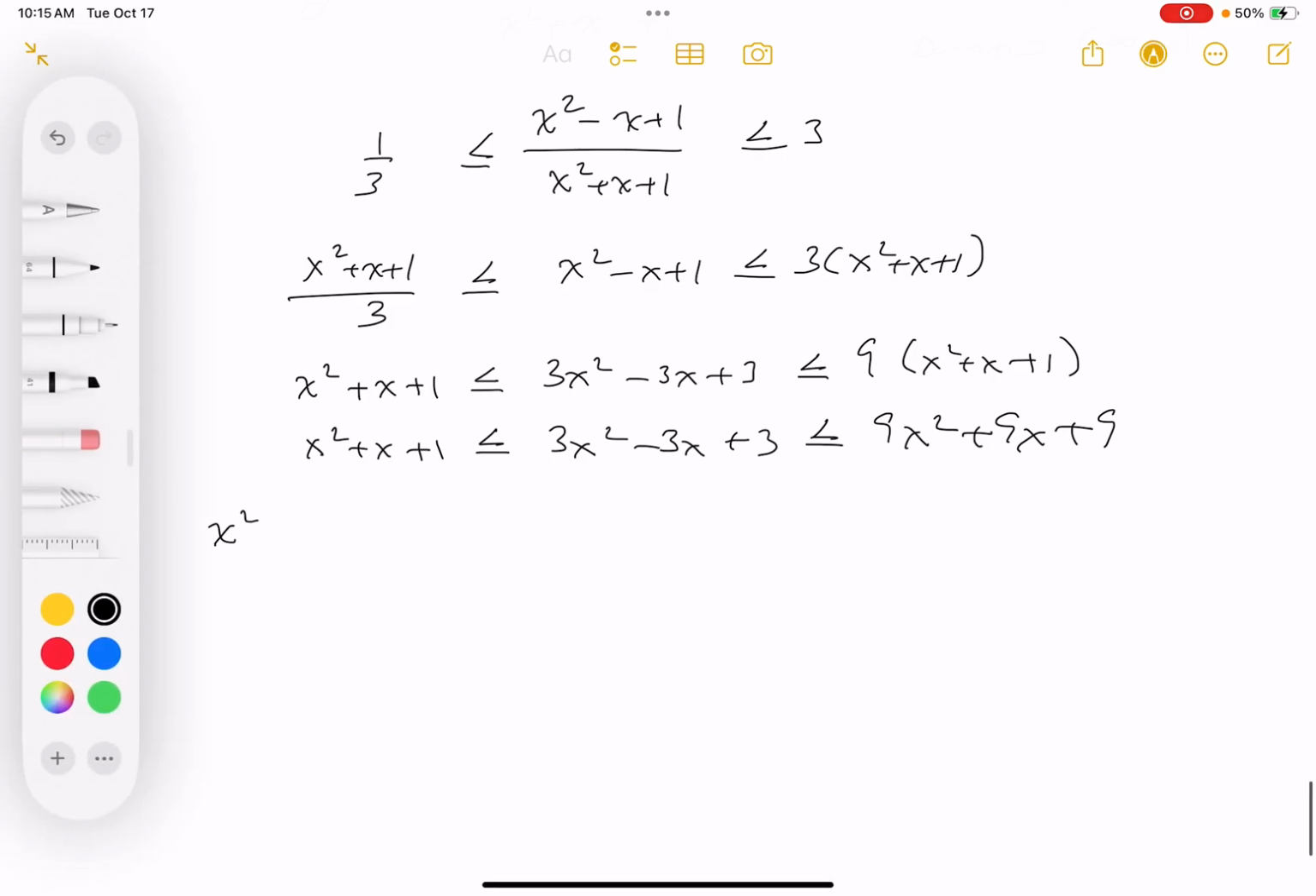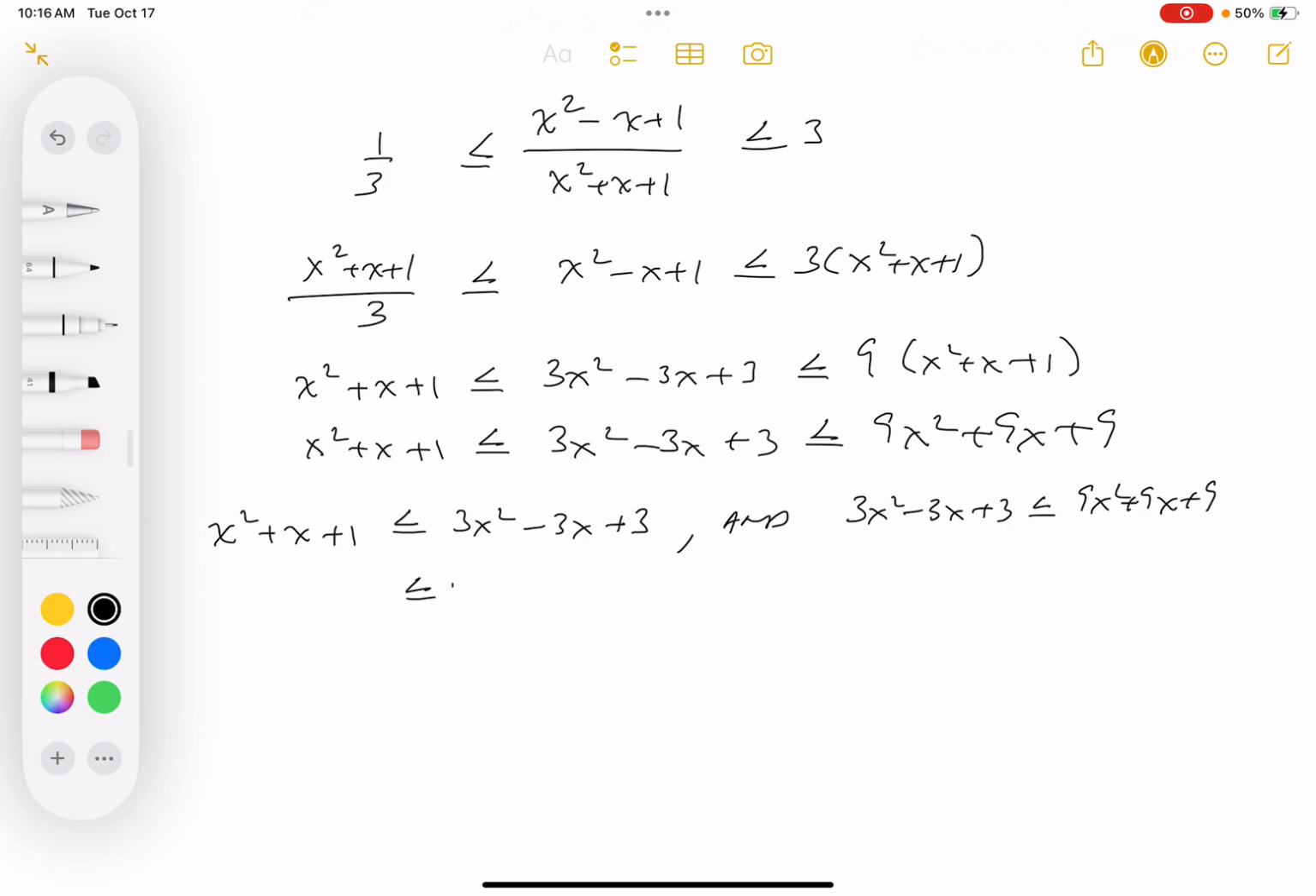So I get x squared plus x plus 1 less than or equal to 3x squared minus 3x plus 3. The other one's an and, by the way. It must fit this condition too, which is 3x squared minus 3x plus 3 less than or equal to 9x squared plus 9x plus 9. Let's do one at a time.